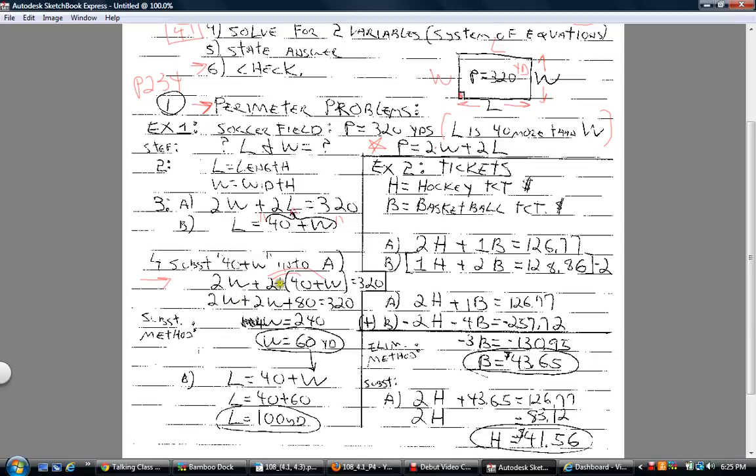So you got 2W plus 2 times 40 is 80 plus another 2W equals 320. So 2W plus 2W combine like terms into 4W. Minus 80 on both sides, and you get 4W equals 240. Divide by 4. Lo and behold, you find out that you go, haha, width equals 60 yards.